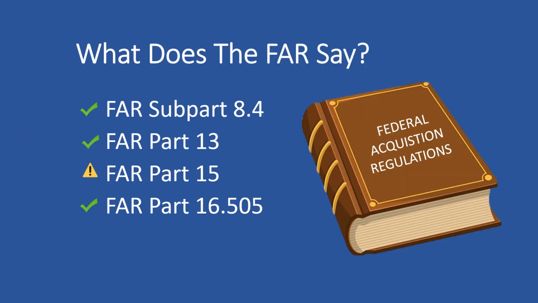Confidence ratings can be utilized across various sections of the Federal Acquisition Regulation, including Subpart 8.4, Part 13, Part 15, and Part 16.505. You just need to pay a little closer attention when using confidence ratings in FAR Part 15, but many teams have used it successfully.